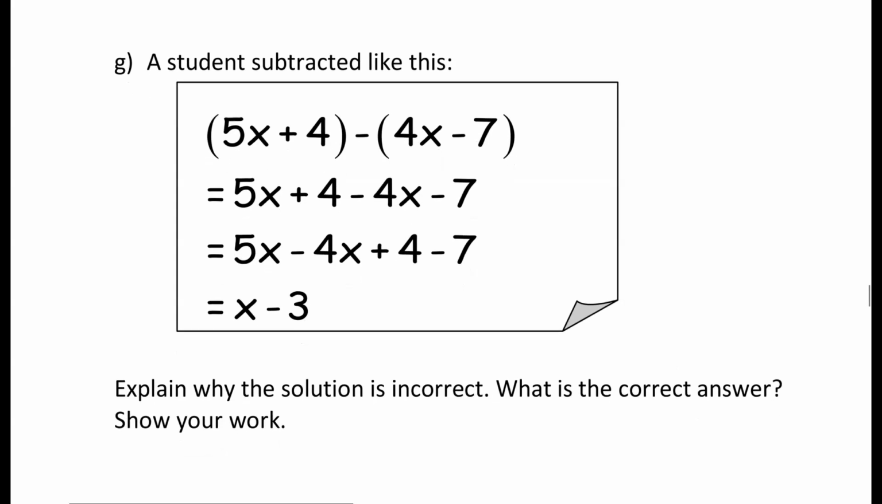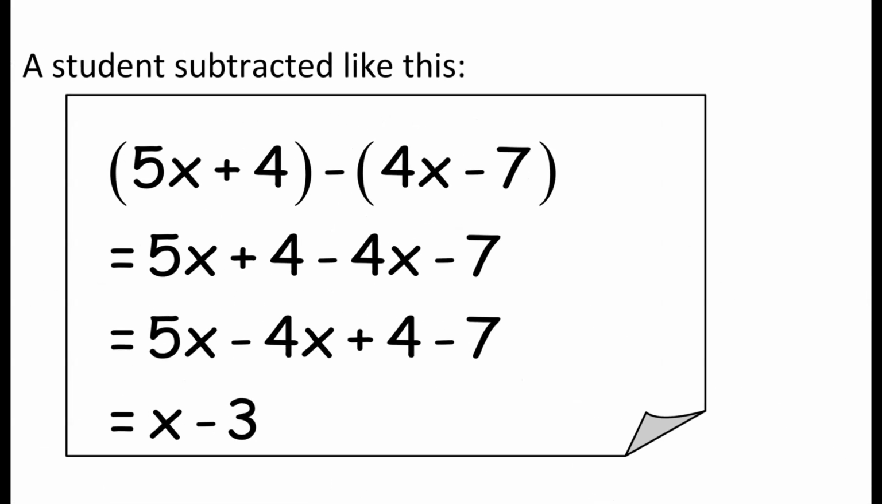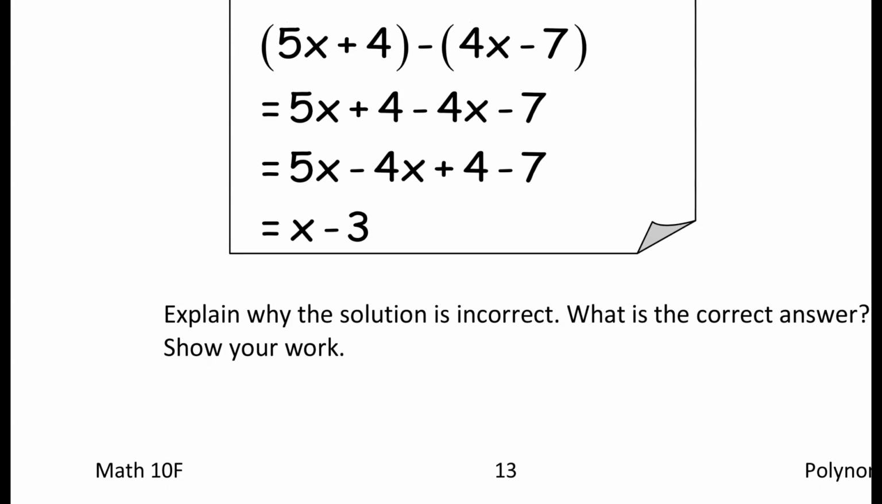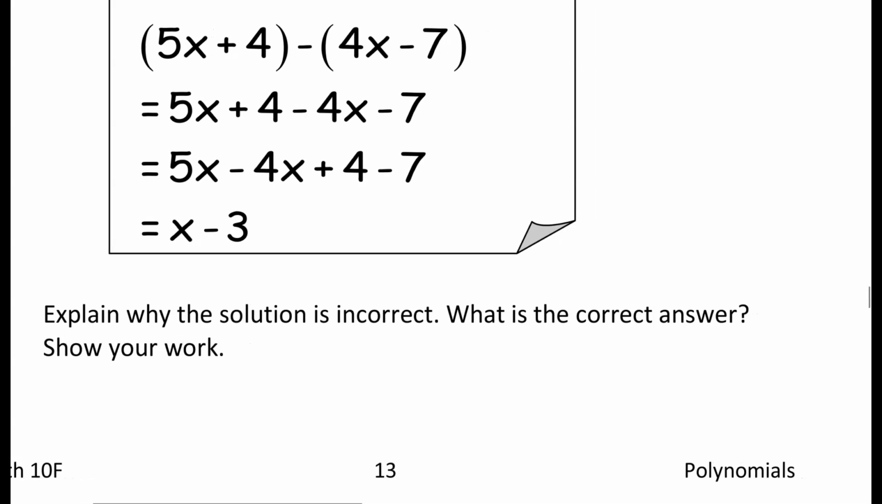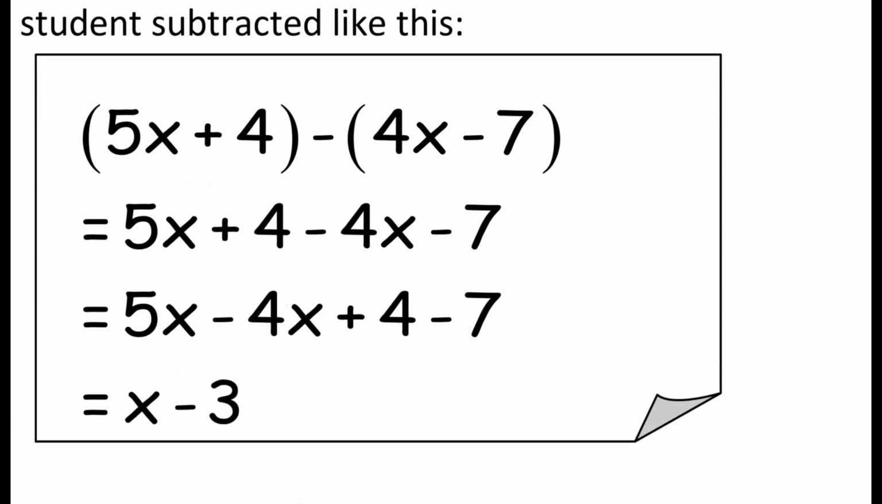When we're looking at this problem for G, it says a student subtracted like this. So we have the beginning and then all of the work below. What we're trying to do is find out if, well, it says explain why the solution is incorrect. So we're looking for why this is wrong and what is the correct answer. So we need to show our work. So let's see if we can figure out where they made their mistake.